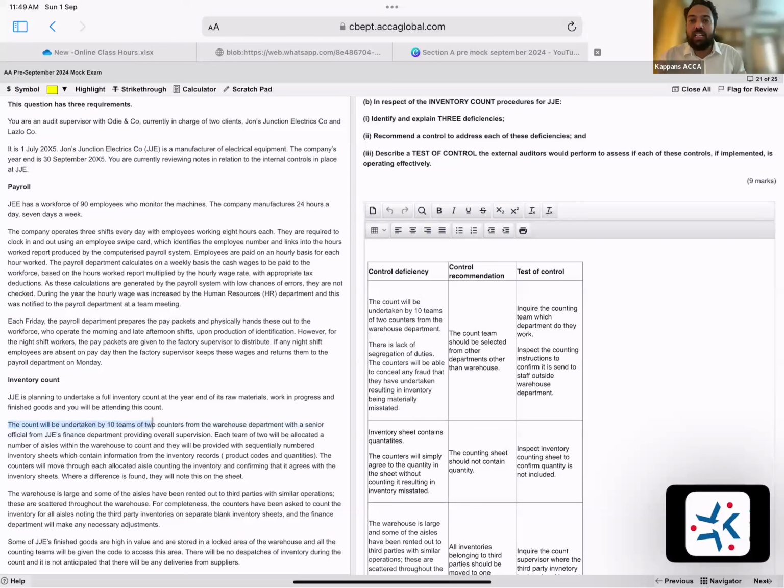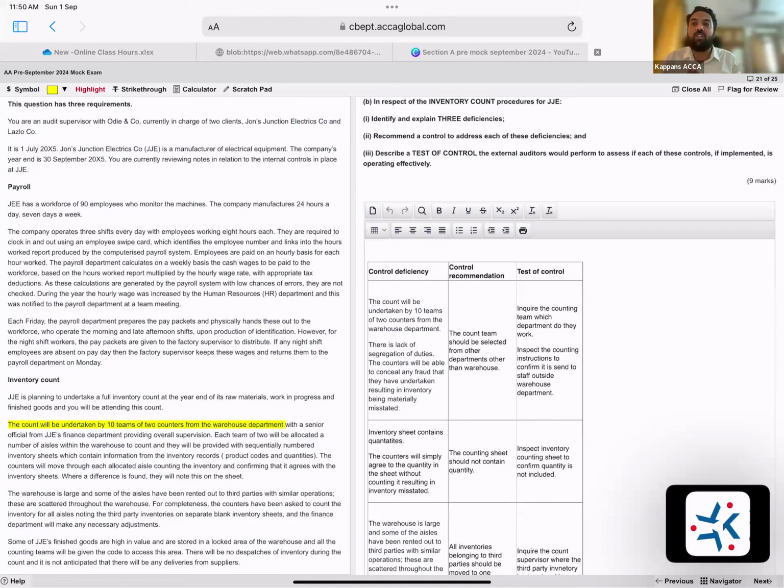So the count is undertaken by 10 teams of counters from the warehouse department. So that is a deficiency. The warehouse team are counting this. How will you explain this deficiency? There is a lack of segregation of duties because these employees are responsible to record and keep the inventory as well as count it. So these employees will be able to conceal any fraud or error they have committed. And it results in inventory being materially misstated.